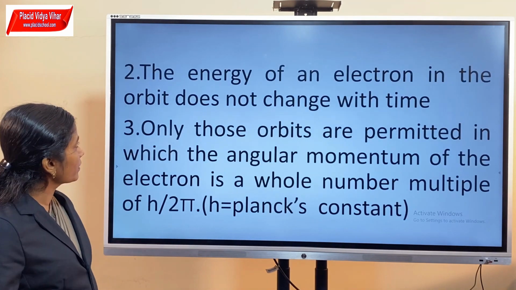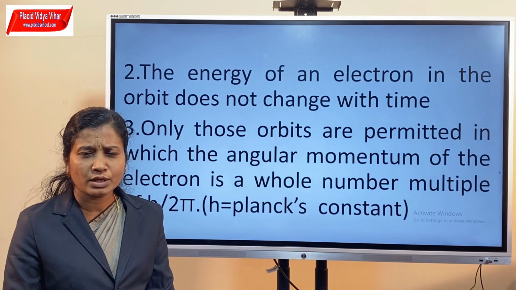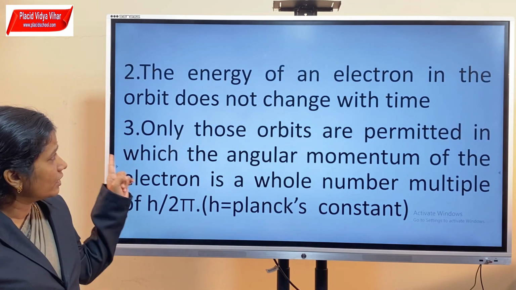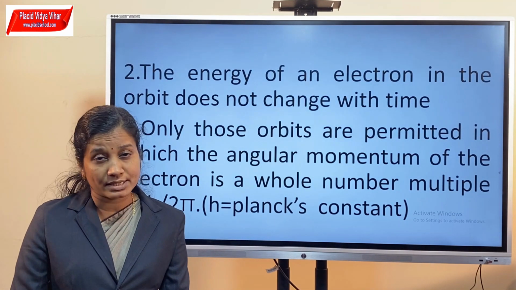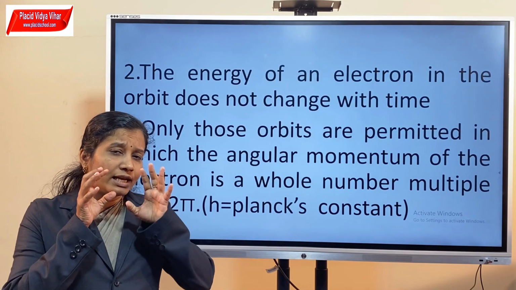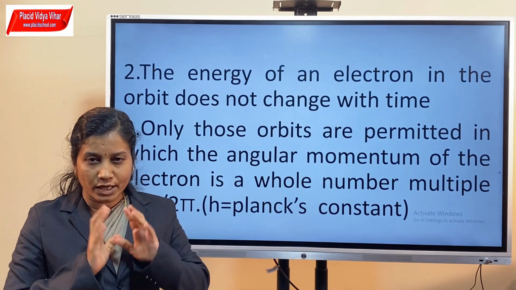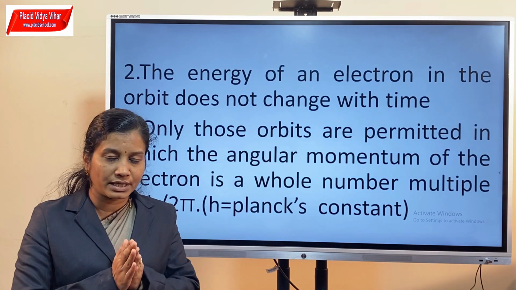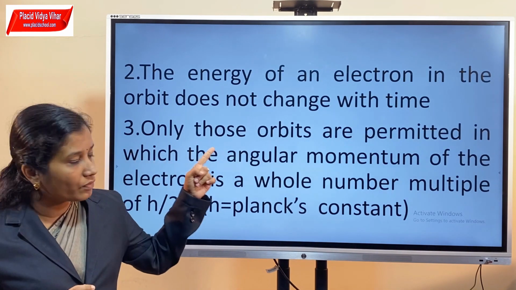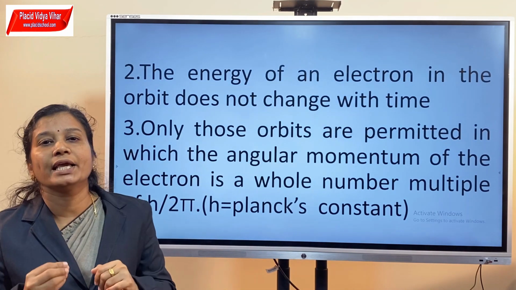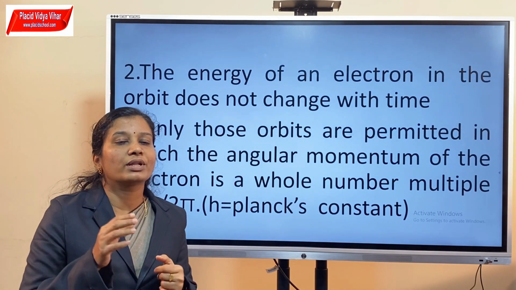Then the second one: the energy of the electron in the orbit does not change with time. What does it mean? Again the statement: the energy of an electron in the orbit does not change with time. That means if an electron is in a particular orbit, it does not emit or absorb energy. As long as the electron is in a particular orbit, it never loses or gains energy. So that is the meaning of this statement.